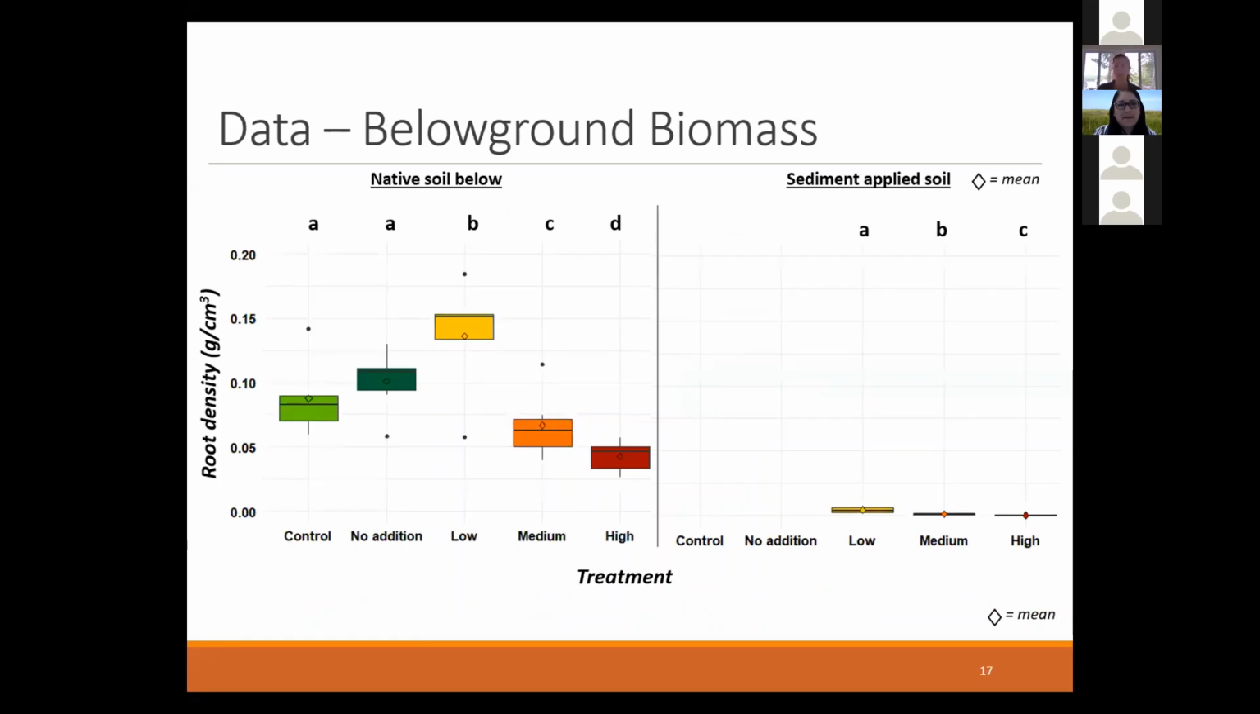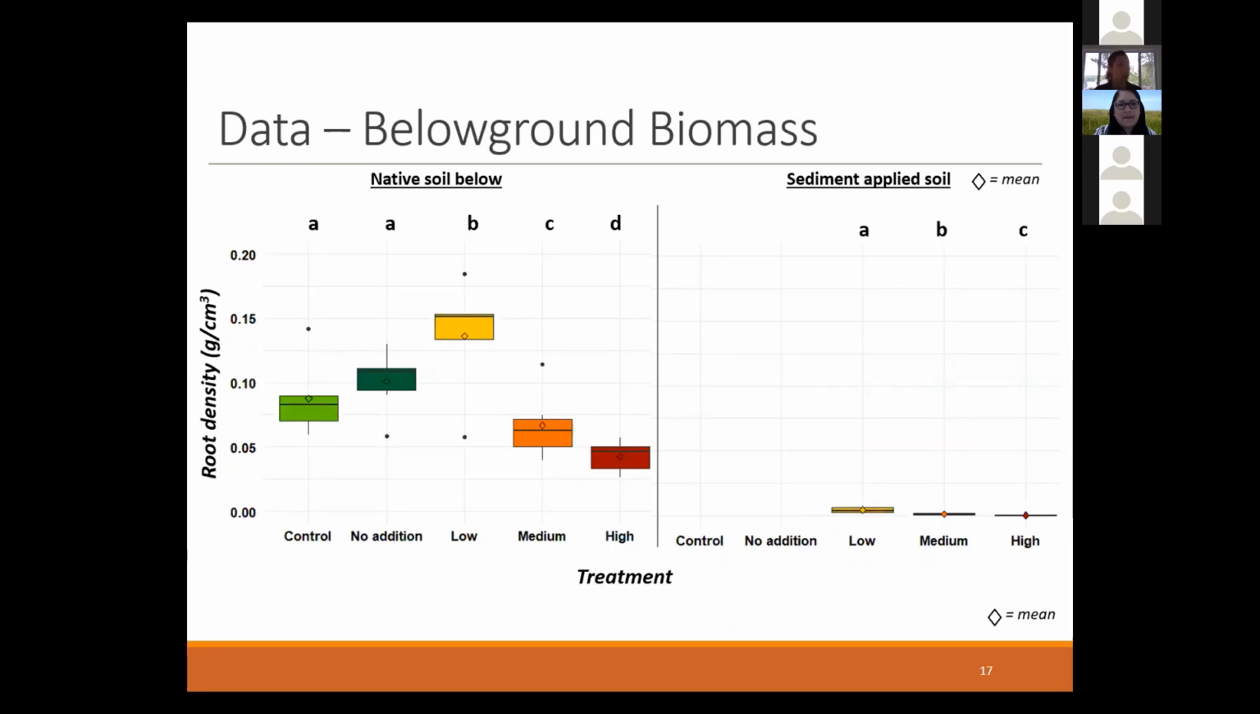Looking belowground, we took 2 soil cores, one in the native marsh soil and one in the sediment that was applied, which is why in the sediment applied graph there are only 3 box plots, because those were the only treatments that actually received sediment.